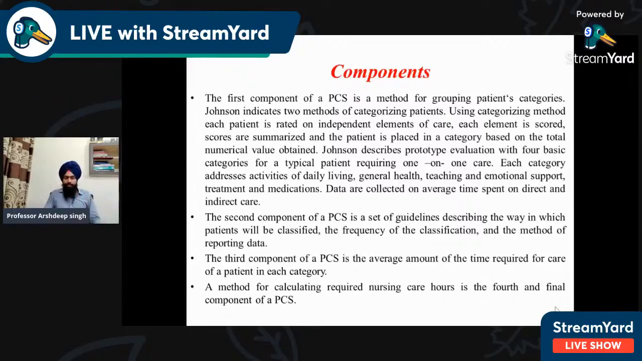The third component of PCS is the average amount of time required for care of a patient in each category. So firstly, we are classifying the patient, and then we are assessing the time that is actually required by the specific patient according to their category. A method for calculating required nursing care is the fourth and final component of PCS. So, what is the time in hours required by a specific patient for effective care? That is the fourth.